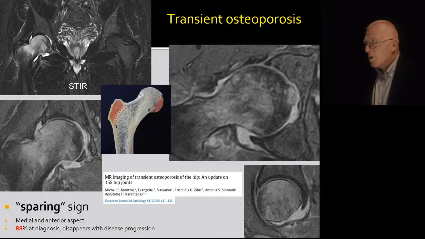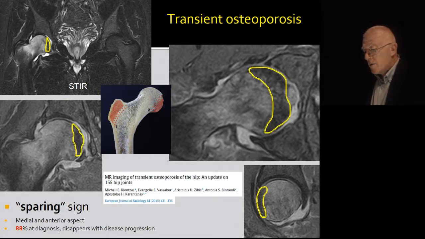Transient osteoporosis also shows the so-called sparing sign in the majority of cases. This sparing sign in the anteromedial part that we see in normal bone marrow is related to the microtrabecular architecture in this area, where the thick network of trabecula does not allow the bone marrow edema to expand anteromedially. The same is also true in the area of the greater trochanter.